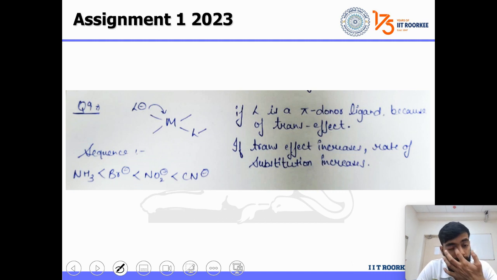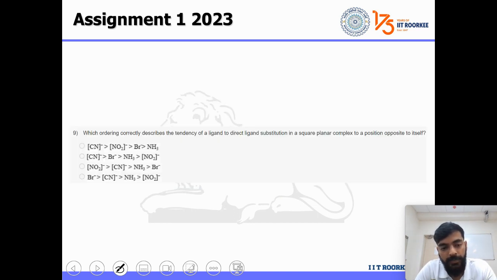Okay, let's move to the solution. So if we see here, the ligand is a pi bond donor. Okay, because of its trans effect, the trans effect increases the rate of substitution. So the sequence will be CN highest, then NO2, then Br negative, then NH3. The decreasing order of pi donation tendency will give you the answer. Trans effect increases, so rate of substitution increases. Understood? So the correct answer will be this one.